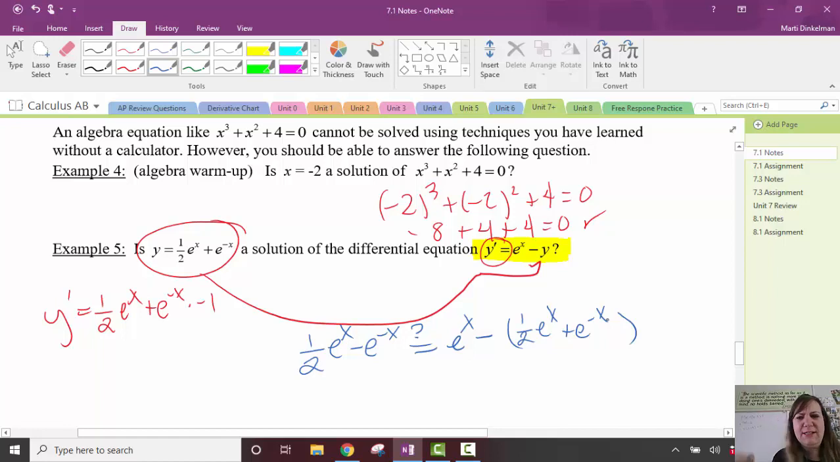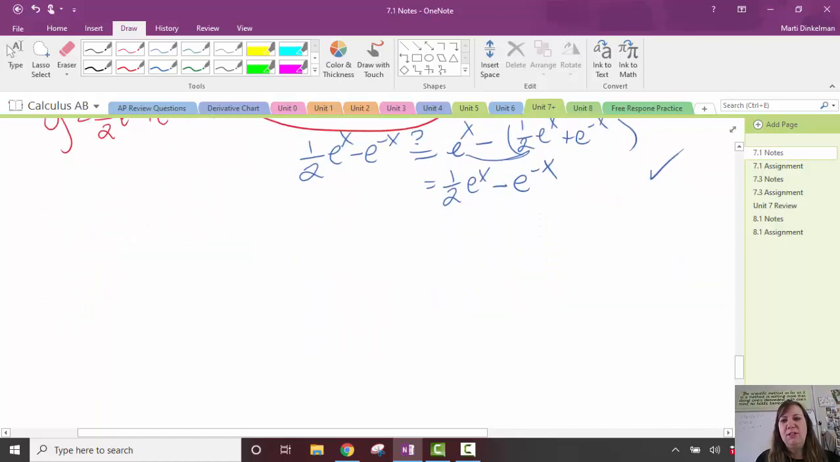Okay, so I feel like I need to simplify the right-hand side just to verify. So these two, I can add those like terms because they're both e to the x's. So that's positive 1/2 e to the x, and distribute the minus sign, so negative e to the -x. Yes, they are the same. So I just like to put a check mark at the end like, yep, I checked it, and it worked out.